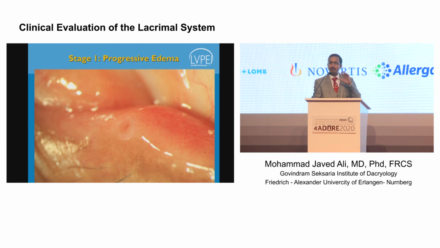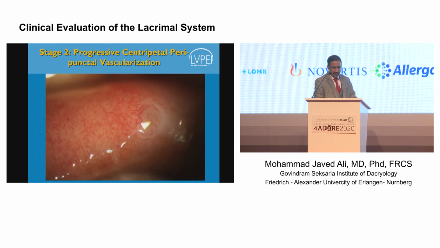So we found typically 5 clinical stages of this disease. The first one is a stage of progressive edema. If you see this particular punctum, you can see the punctal opening, but there's so much edema restricted to the punctum. Then there is a stage of progressive centripetal peripunctal vascularization. Once the edema stage disappears, it goes to the next stage, where the vessels start going towards the center of the punctum from all sides.